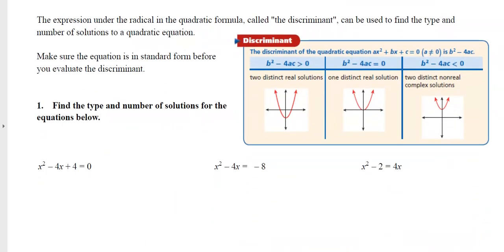So the expression underneath that radical is called the discriminant, and it can be used to find the type and the number of solutions to a quadratic equation. Always make sure, this is pretty important right here, always make sure that it's in standard form, meaning that you have the x squared term, the x term, and the constant all on one side and 0 on the other. So if you notice, this one and this one are not in standard form. Neither one of those two are. This one's okay. This one is in standard form.